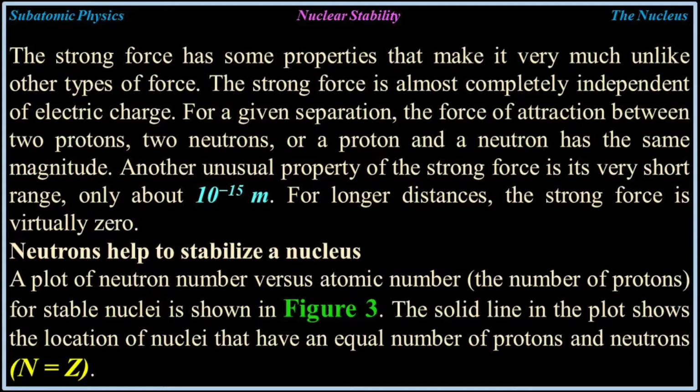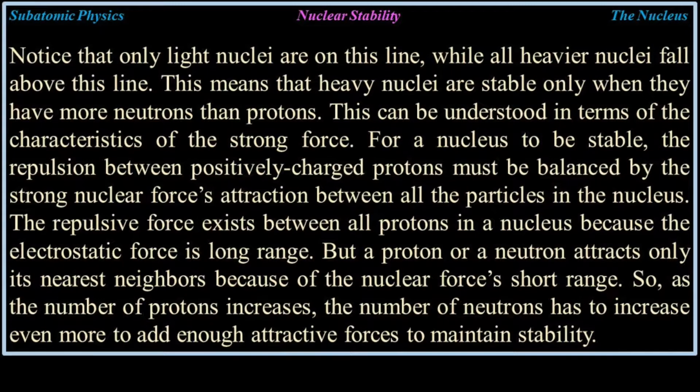Neutrons help to stabilize a nucleus. A plot of neutron number versus atomic number, the number of protons, for stable nuclei is shown in figure 3. The solid line in the plot shows the location of the nuclei that have an equal number of protons and neutrons, N equals Z. Notice that only light nuclei are on this line, while all heavier nuclei fall above this line. This means that heavy nuclei are stable only when they have more neutrons than protons.